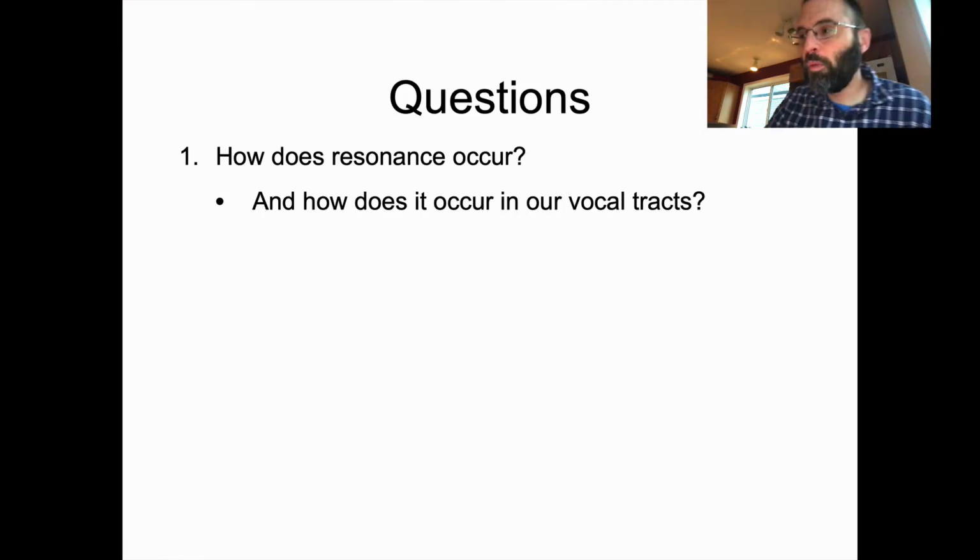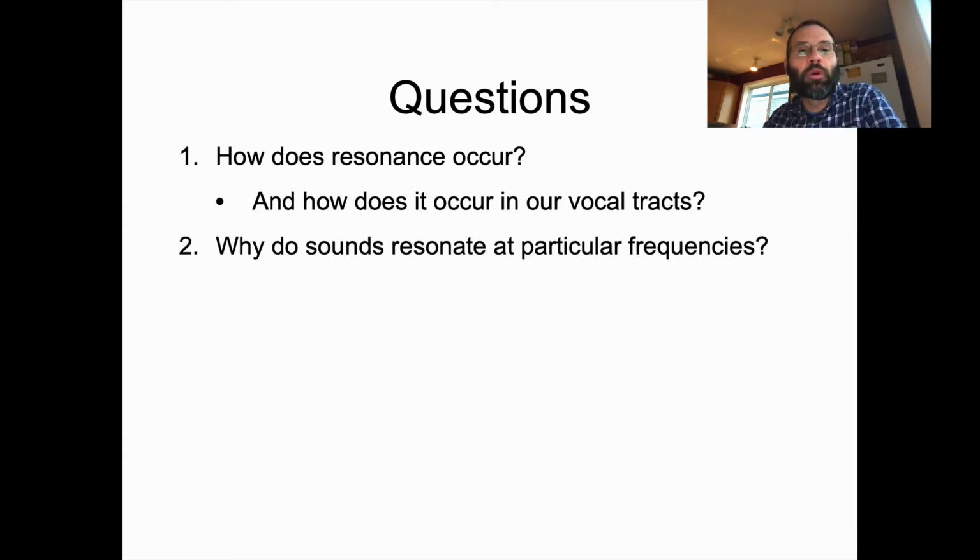Okay, so we get that sort of pattern through the phenomenon of resonance. We talked about that in 341. We're going to talk about it again. How does resonance occur, and specifically how does it occur in our vocal tracts? Where we are going to expand on what we didn't do in 341 is we want to find out as well why do sounds resonate at particular frequencies given the shape of our vocal tracts?